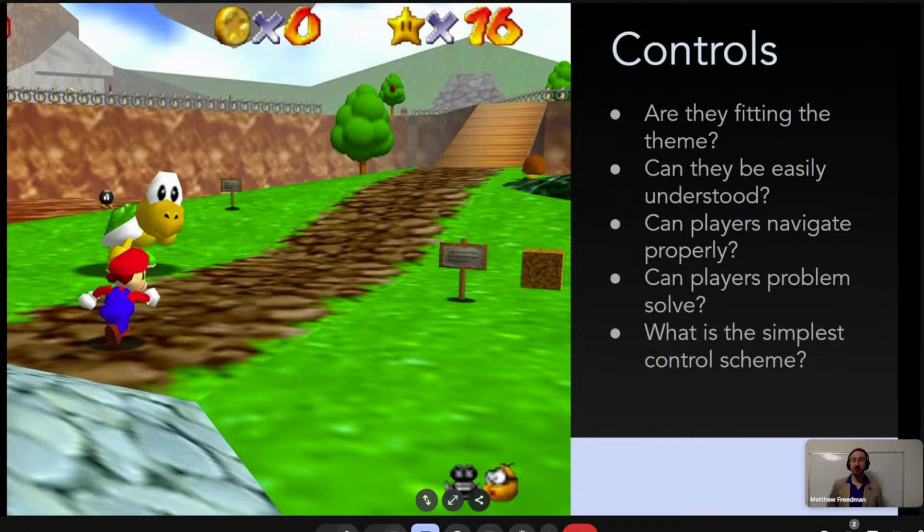So then also making sure that your controls can be easily understood. There's one button for jump, there's one button for attack. If there's two buttons for jump, that's going to be overall confusing about what we're supposed to be doing here. Can the players use the controls to navigate properly? So making sure that the overall goals and objectives there are very clear. Then also, can players problem solve?